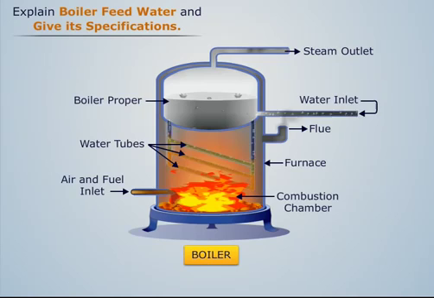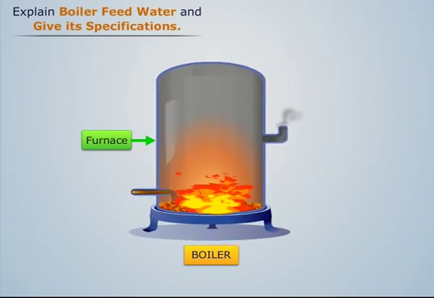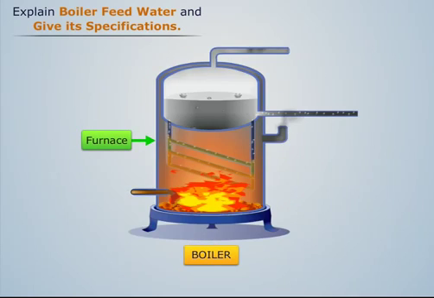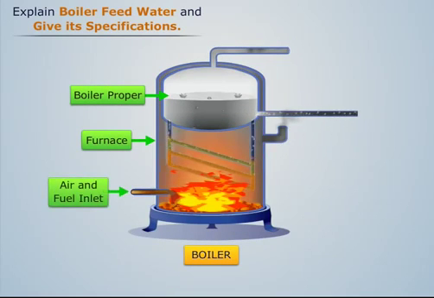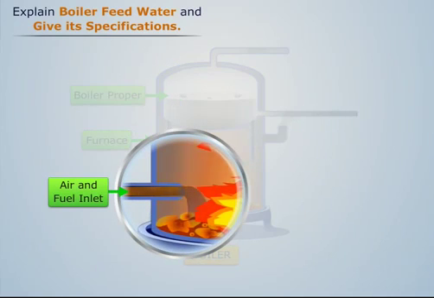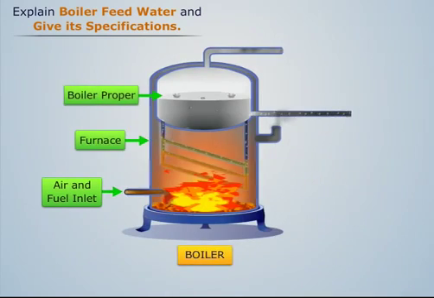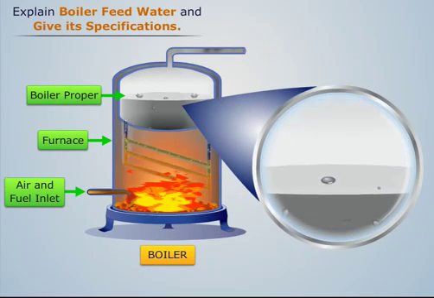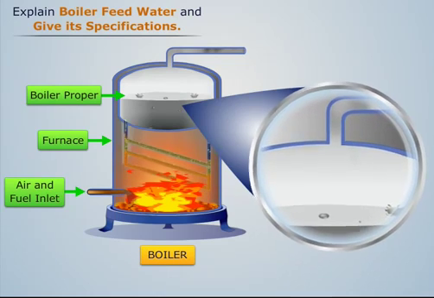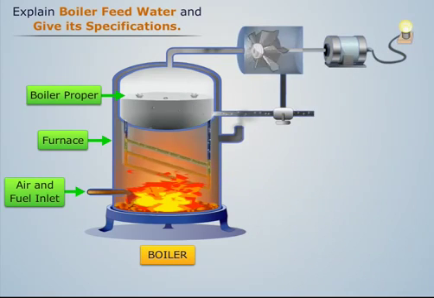It consists of two main parts: furnace and boiler proper. Furnace provides heat by burning the fuel, and boiler proper is a device where water changes into steam due to heat. This steam or hot fluid is then recirculated out of the boiler to be used in various heating applications. The water which is fed into the boiler is called the boiler feed water.